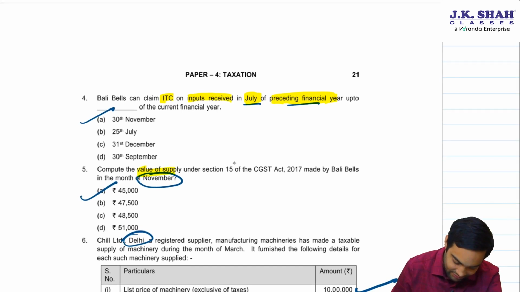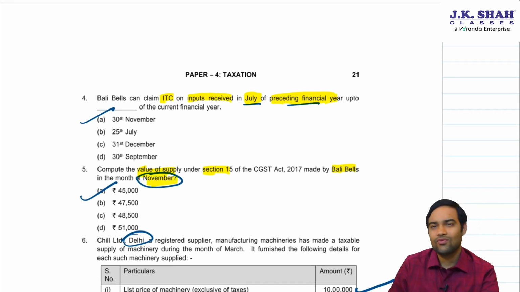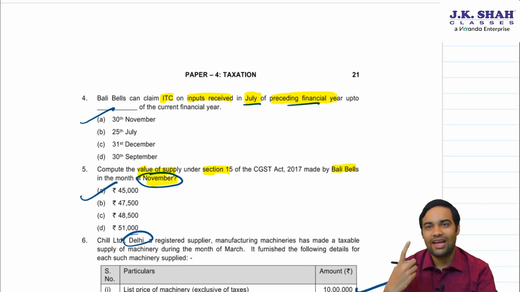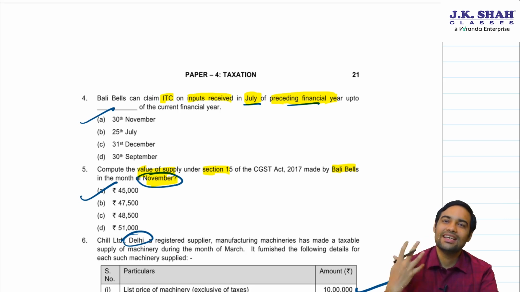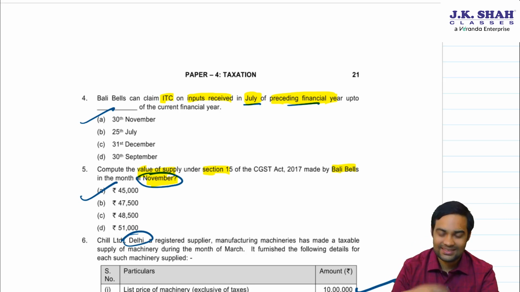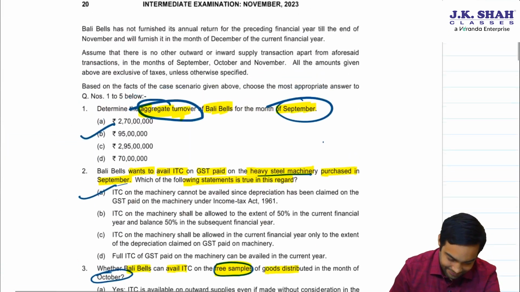Compute the value of supply under section 15 made by Bali Bells for the month of November. So we'll have to focus on value. So it's based on value, aggregate turnover, ITC related questions. Now let's see the main part.